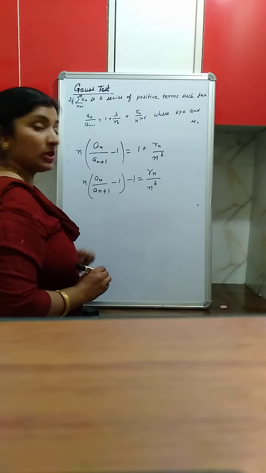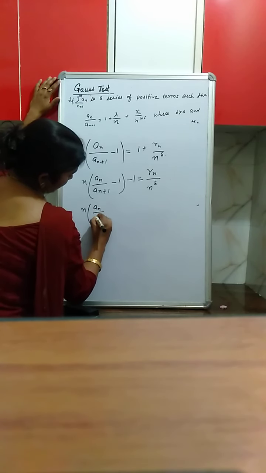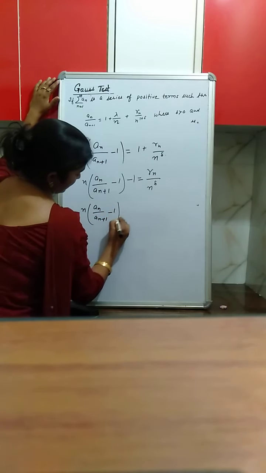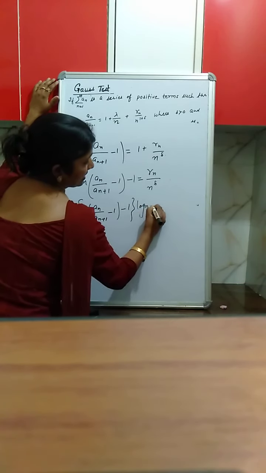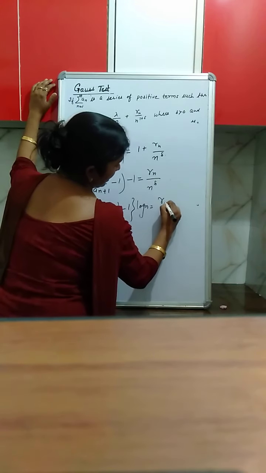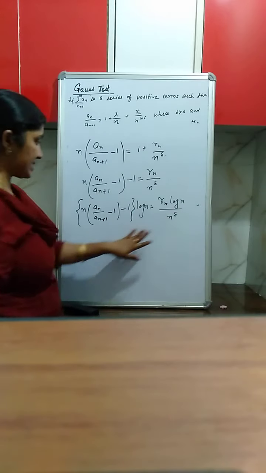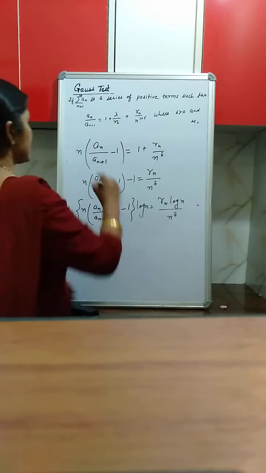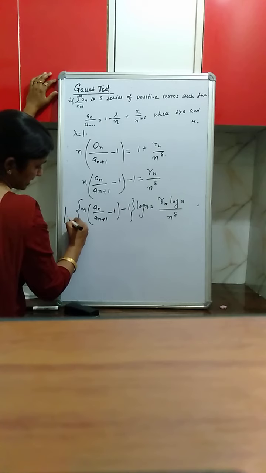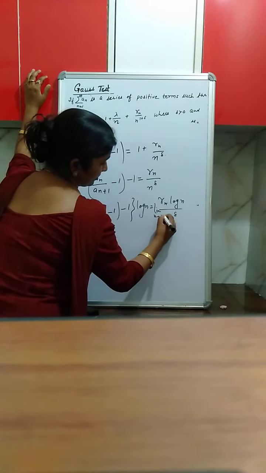Next we multiply with log n on both sides, n into a_n upon a_(n+1) minus 1 minus 1. We are making the expression for De Morgan and Bertrand test. So this is gamma_n into log n upon n raised to the power delta. This is the expression for De Morgan and Bertrand test, for lambda equal to 1. Now take the limit on both sides, as n approaches infinity.